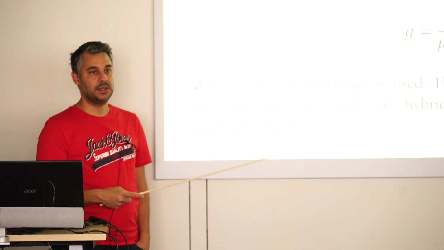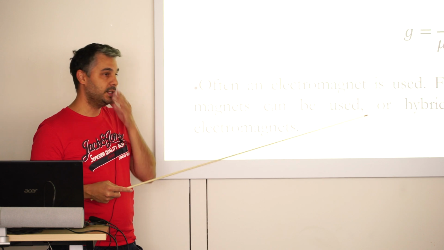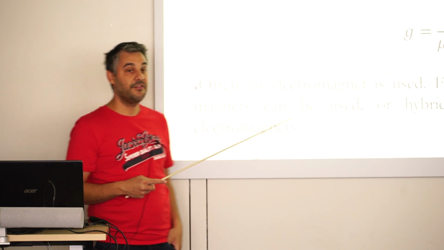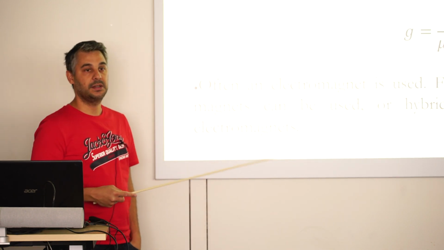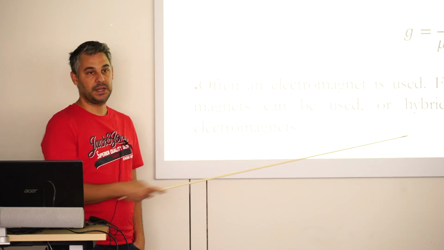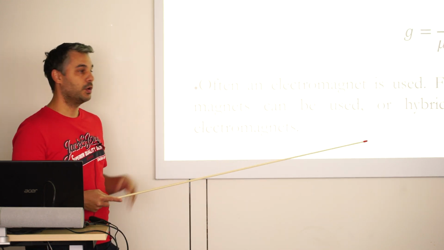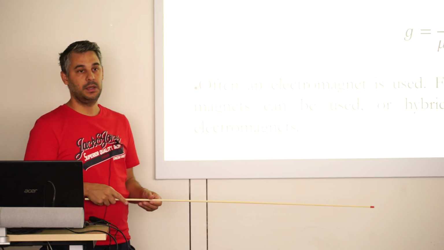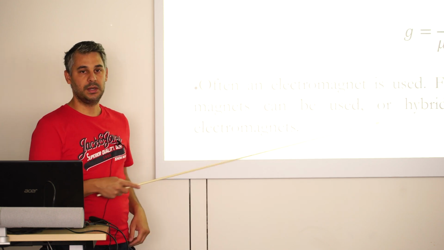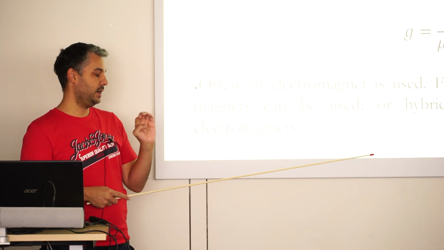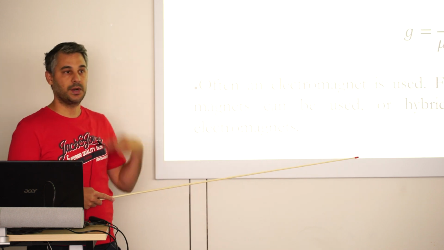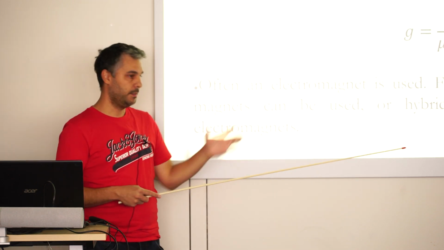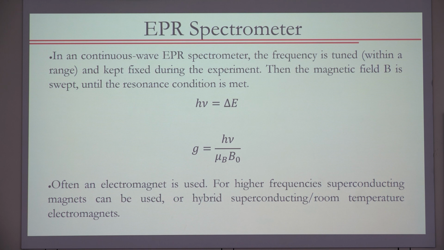Usually the normal ones that work on X band, a range of frequencies, work at a fixed frequency around 9 gigahertz, and they sweep the magnetic field. For more or less small fields, you can use a normal conducting magnet. For example, the Bruker one is a tube of copper that has water running inside it, so it's cooled by water. But the small Magnettech one, I think, has no cooling. So it has a smaller magnetic field range, but it has no cooling.